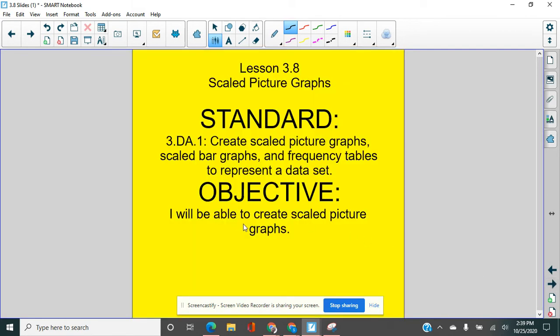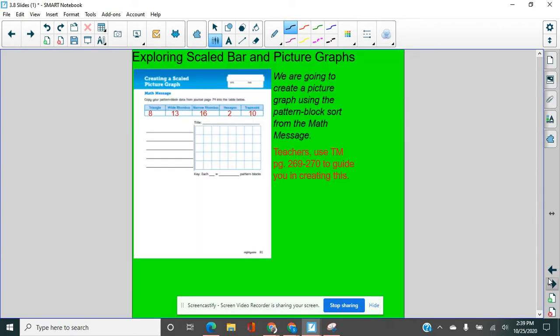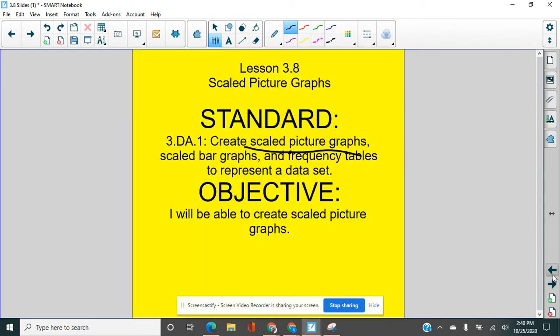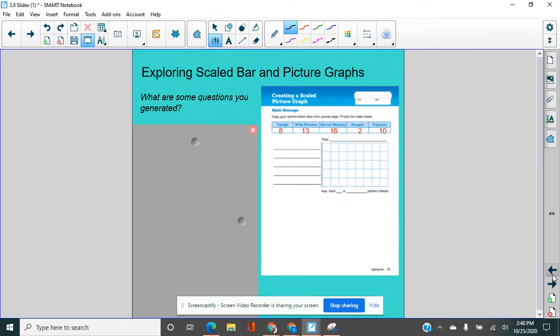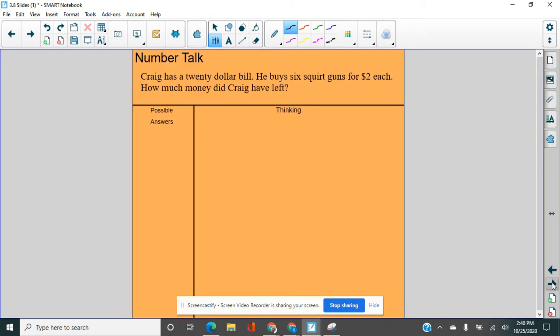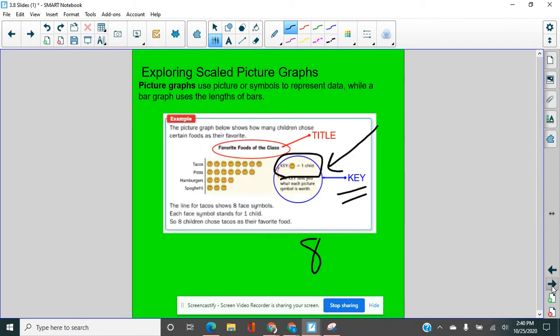Okay, and our objective here is to create a scaled picture graph. And that goes with this standard here that says scaled picture graphs. All right, I would like for you to open up to this page in your math journal. It is page 81. So open to page 81, please. Let me check and make sure that is page 81 on my screen over here, too. Oh, too far. Yep, it is page 81.